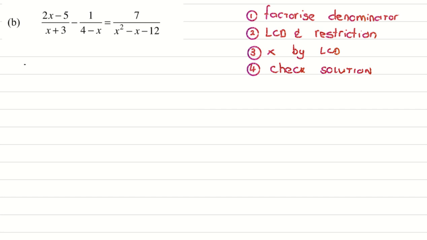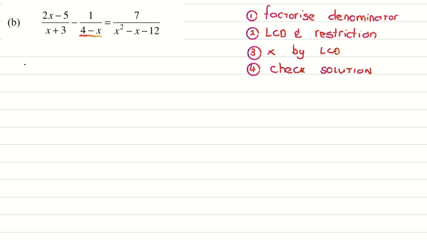So this is the second and final example for equations with fractions. In the previous example, the only denominator that we had to think about was the x minus 1, and so there was no reason to factorize it because factorization was not an option, right? Whereas in this case, if you look at the denominators in question, we have x plus 3, we have 4 minus x, right? I'm just going to underline that like that. And we have x squared minus x minus 12.